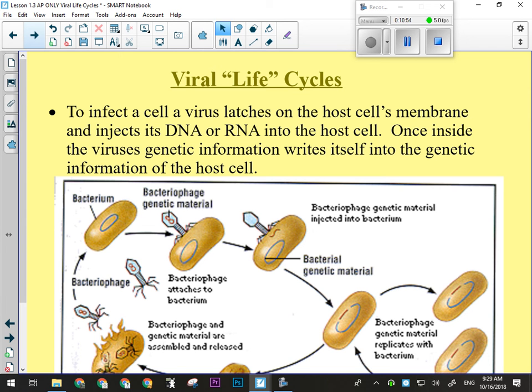All right, so like I said, to infect the cell, it latches on, injects its DNA, and then effectively splices itself into the cell's DNA. If the cell divides while that viral DNA is in there, guess what gets copied? The viral DNA. Then both daughter cells will have that viral DNA. They will both still be infected, and it's like a generational pass of the virus from one cell to another.